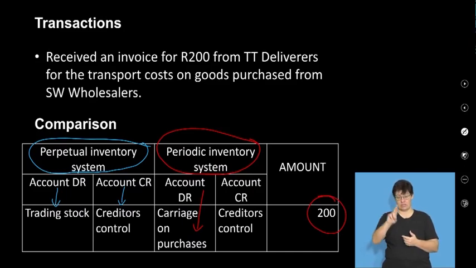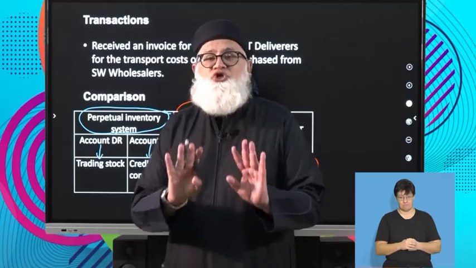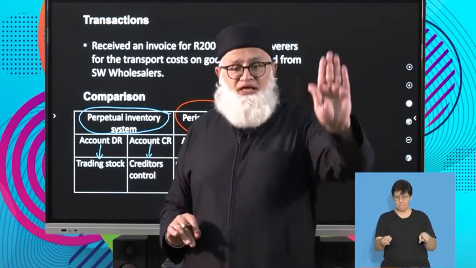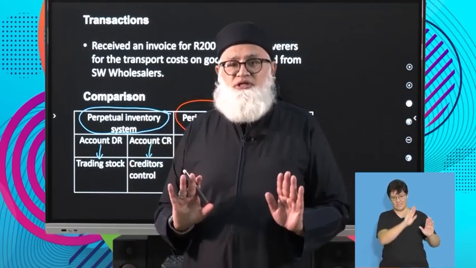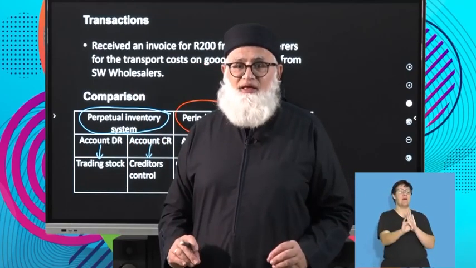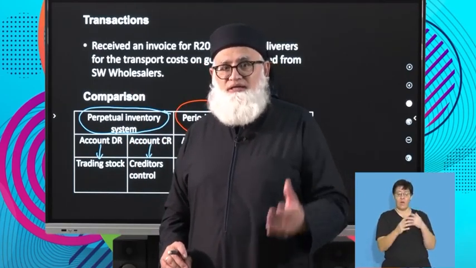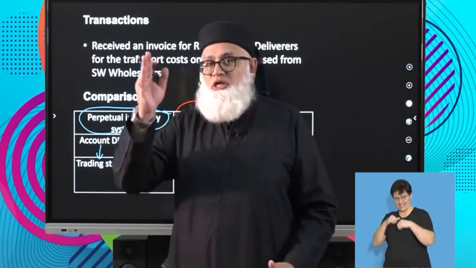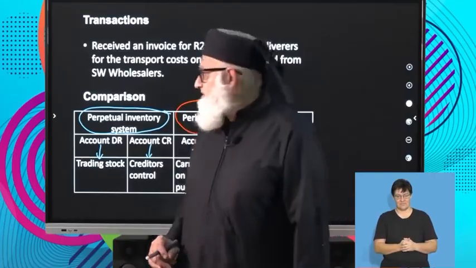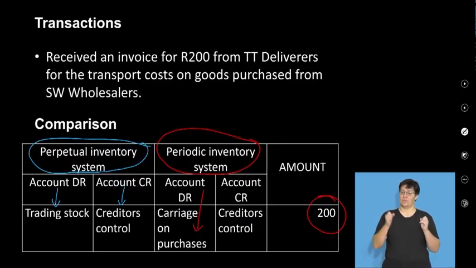You can see what we're trying to do here for you. We're showing you the same transaction using both the perpetual system and the periodic system. So in that way, you can clearly identify how you deal with it regarding the perpetual system, how you deal with the transaction using the periodic inventory system. Okay, next transaction.